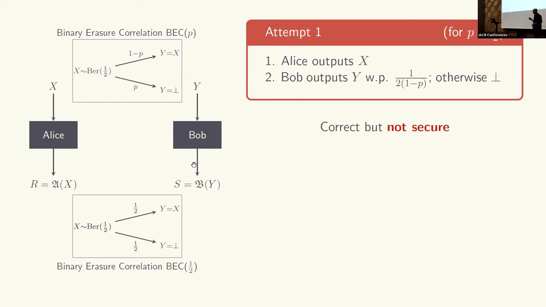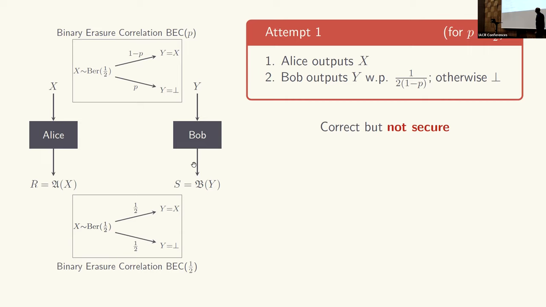So let's see a potential protocol that might even work. Here, Alice simply outputs whatever she gets. And Bob takes his input and further erases it with a certain probability. Specifically, we can choose this probability to be 2 times (1 minus p), minus 1. Indeed, if they follow this scheme, whenever p is less than half, they get R and S correctly correlated. But this is not secure.